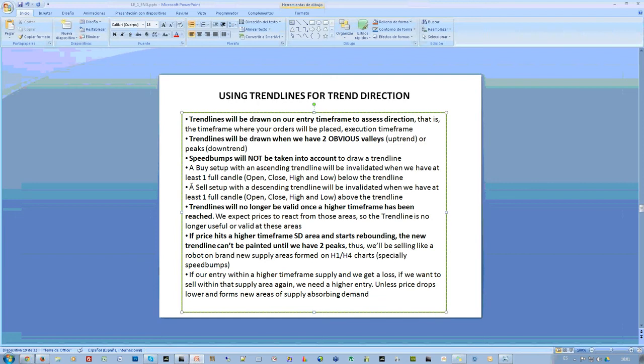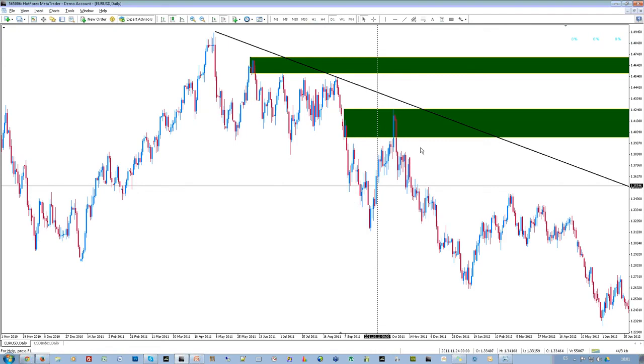When a trail line is broken with a full candle, a sell setup with a descending trail line, like now on the daily, will be invalidated or negated when we have at least one full candle open, close, high, and low above the trail line. So we need a full daily candle above, not just a spike or the open or closing price above.